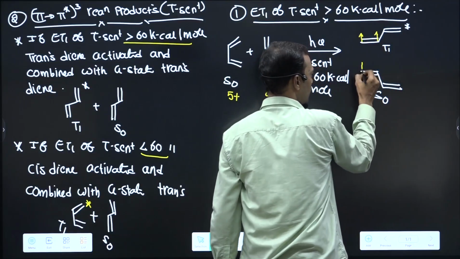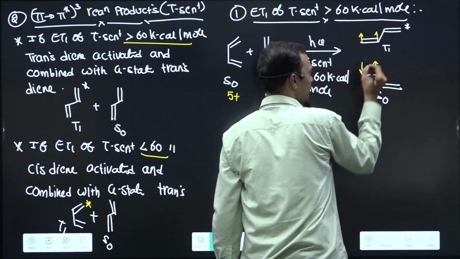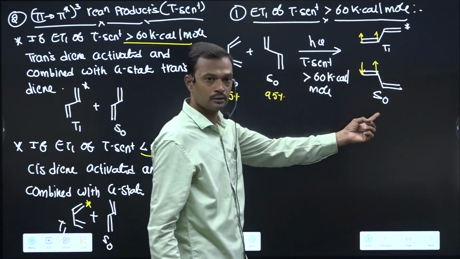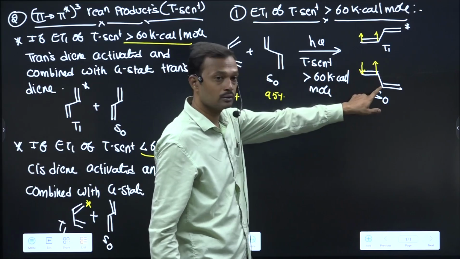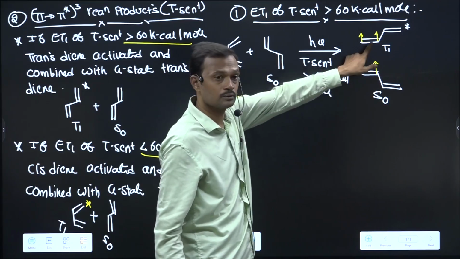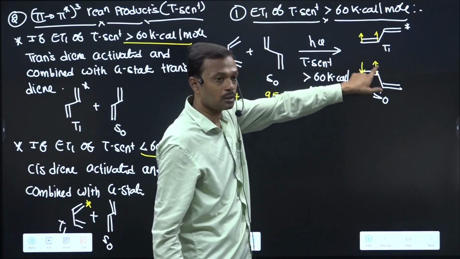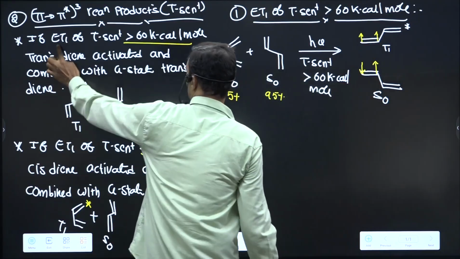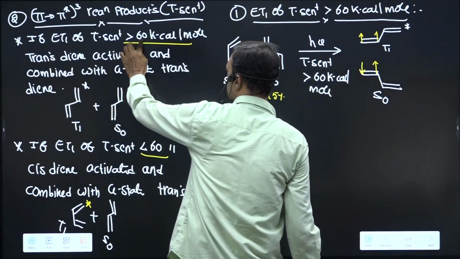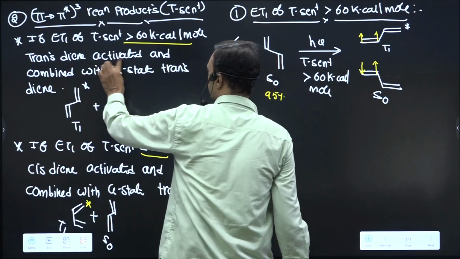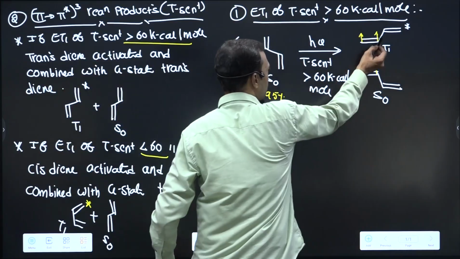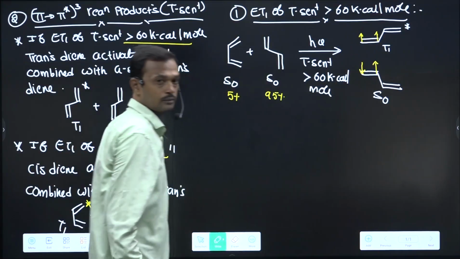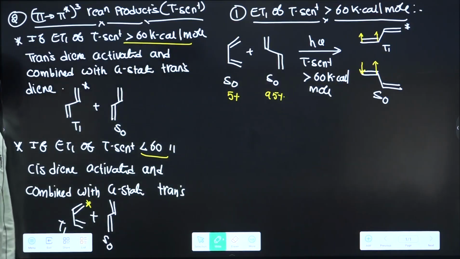So this is anti-clockwise. Here I am writing clockwise. Can I? Because it is a singlet state. Which isomer? Trans. Trans activated combined with trans isomer. If ET1 of the sensitizer is more than 60, trans is activated and combined with trans only. Trans activated combined with ground state trans: T1 of the activated, S0 of the trans.